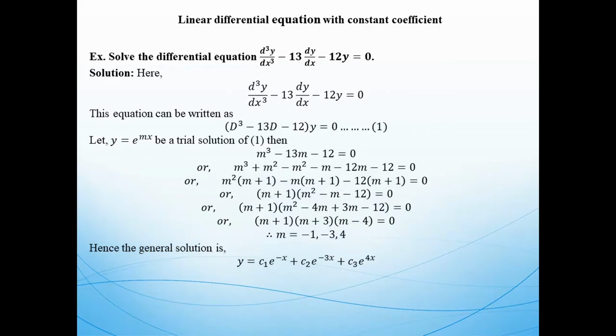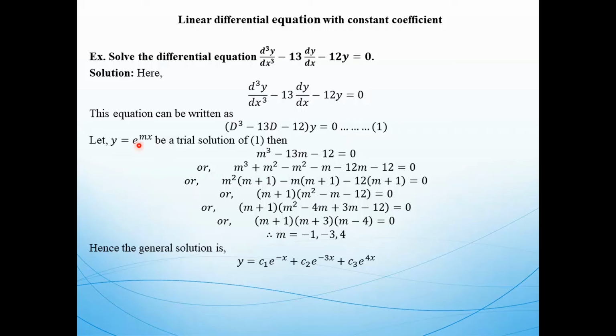Here we have another mathematical problem to solve: solve the differential equation d cube y by dx cube minus 13 dy by dx minus 12 y is equal to 0. To solve this, we write the given equation. If we write this equation by the operator D, then we can write (D cube minus 13D minus 12) y is equal to 0.